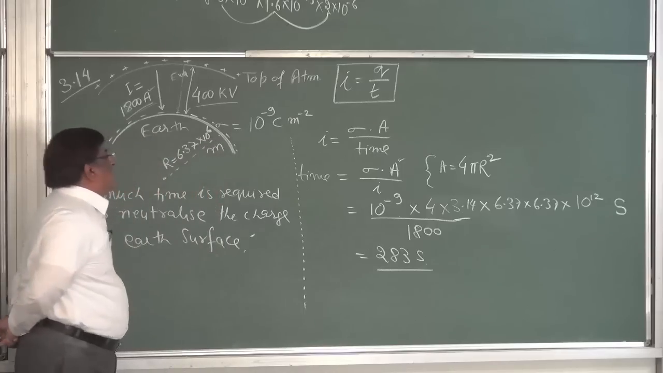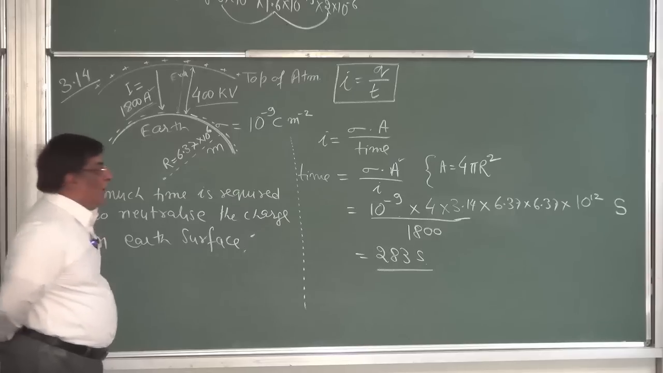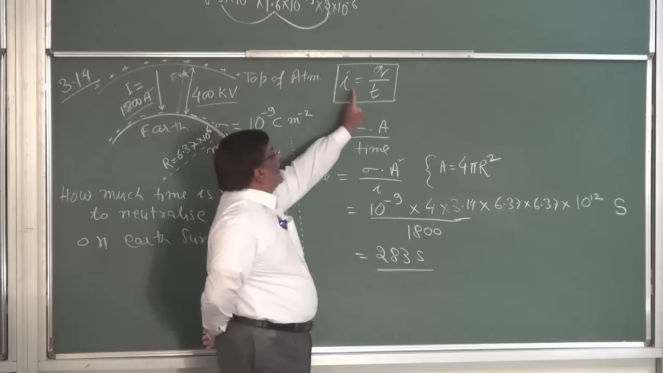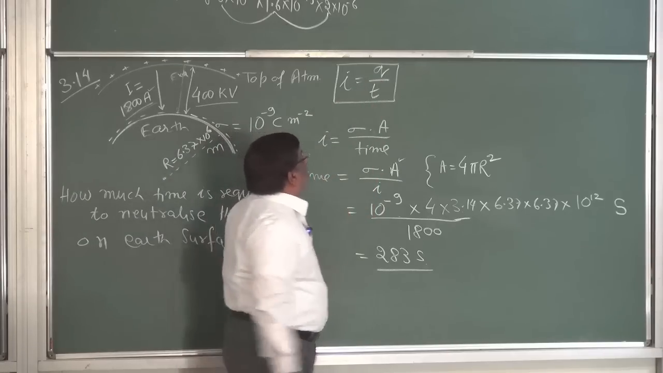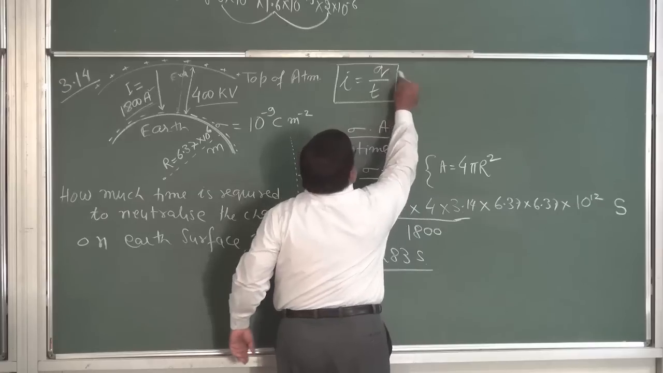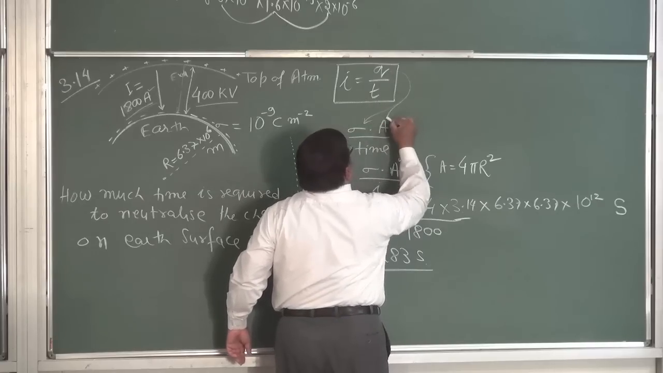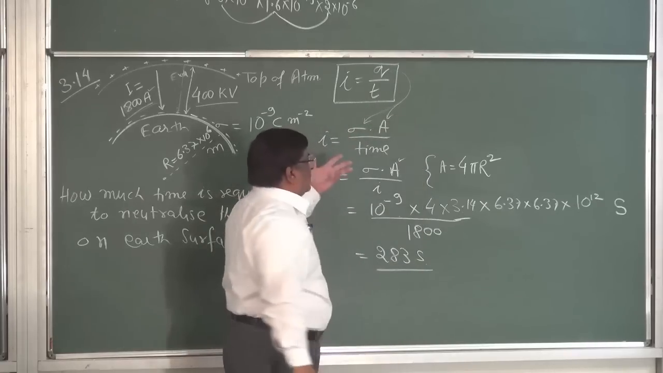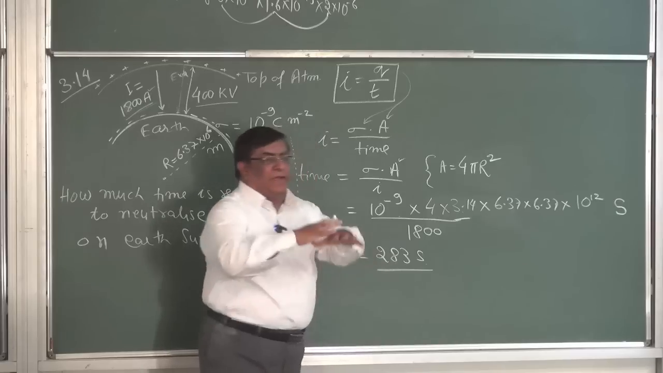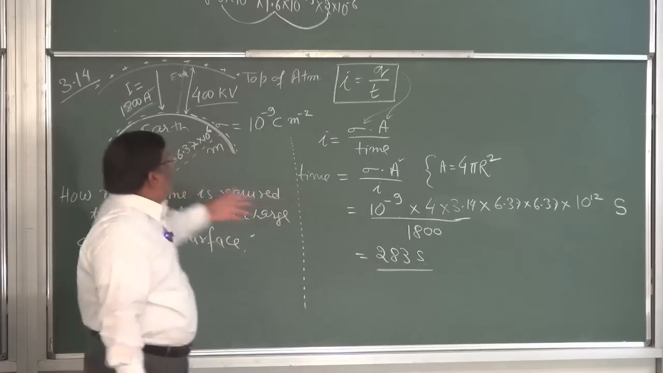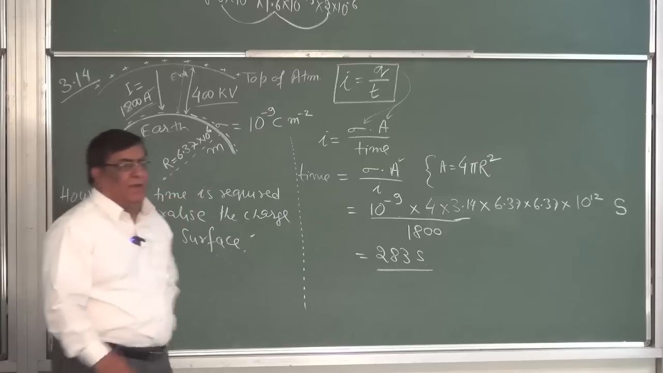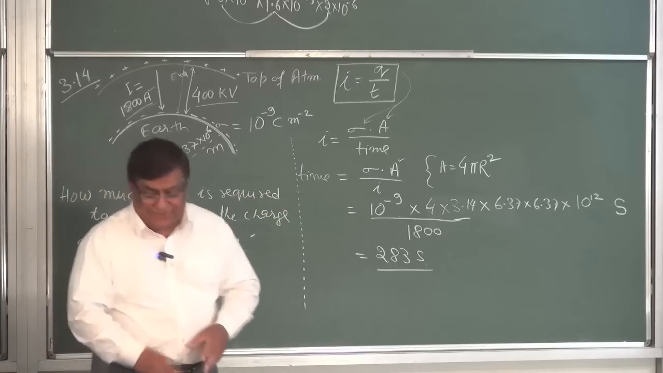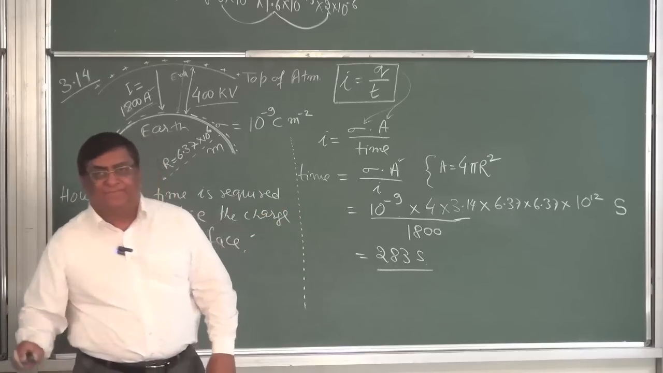Okay, so this is test of our knowledge, whether we know the formula for current, charge, and charge related to charge density and area. That's all. Then area of the earth is given, charge is given, all other quantities are given, but it's a very small numerical, though it is written very large and appears to be very large.